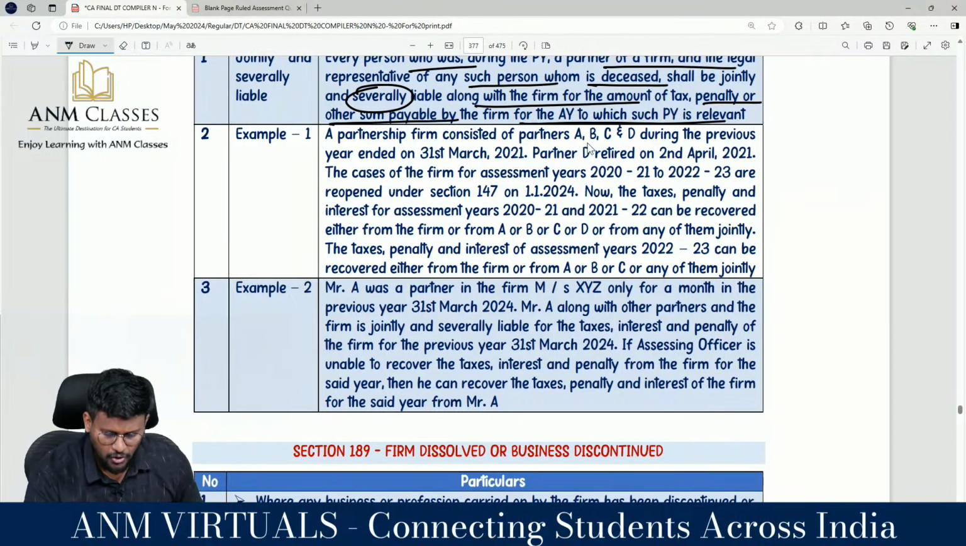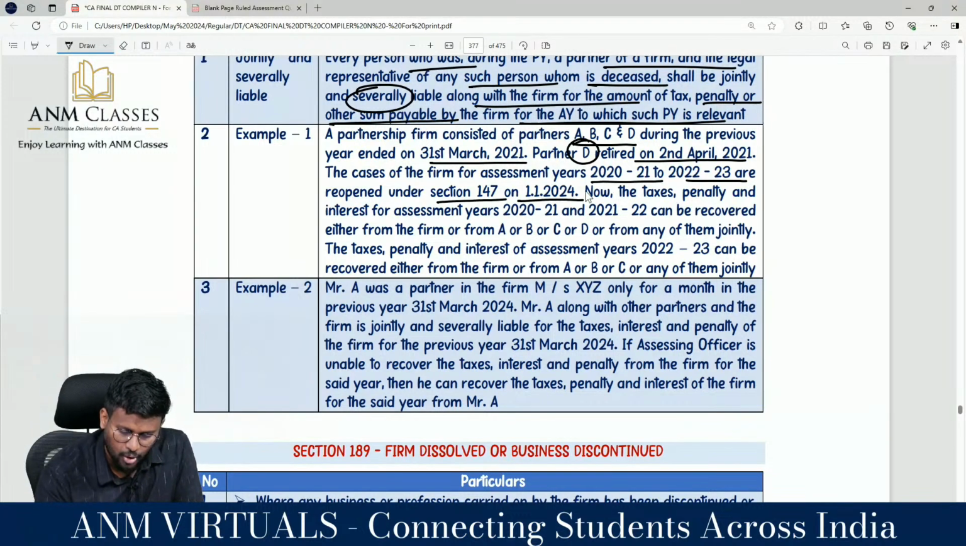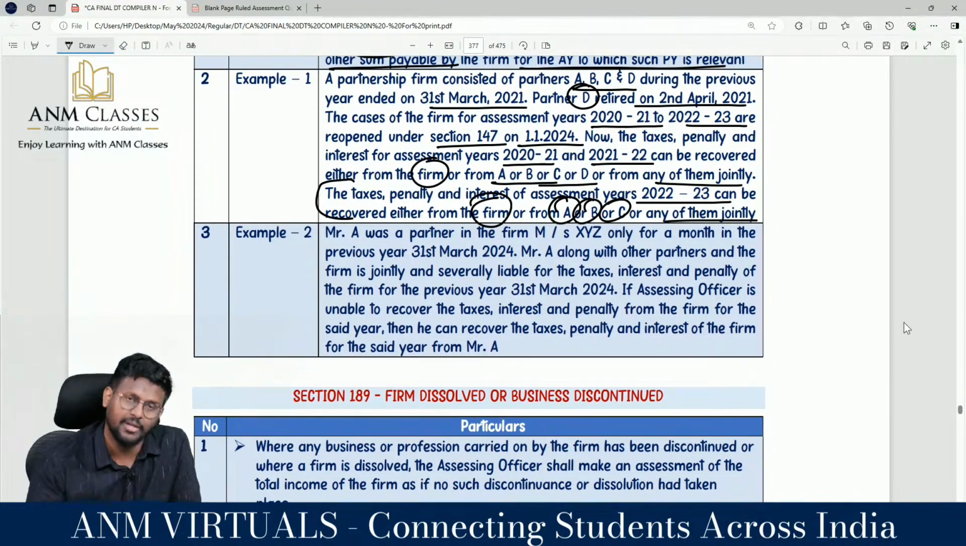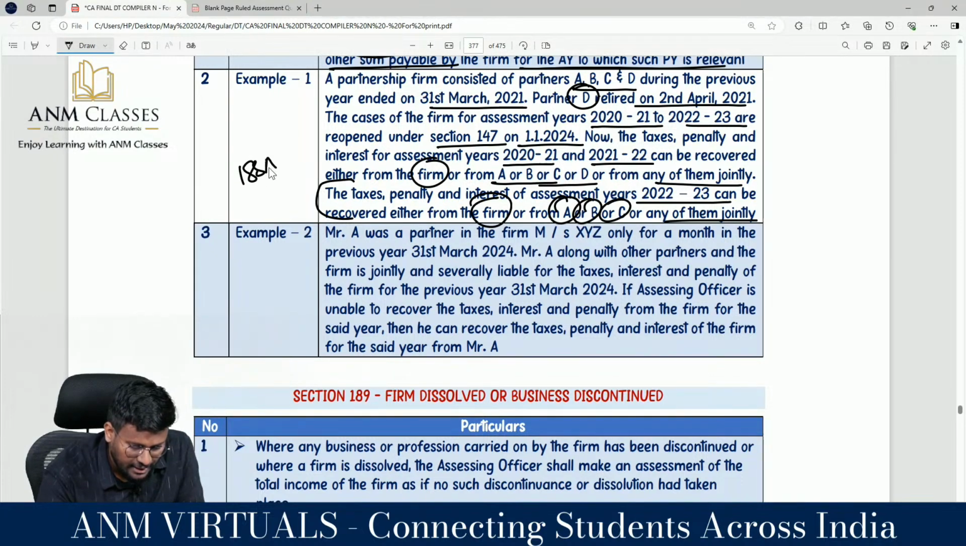A partnership firm consists of partners A, B, C, D. During the previous year ended on 31st March, partner D retired on 2nd April. That is after the financial year, before assessment. The cases of the firm for assessment years 2021 to 2023 are reopened under 147 on 1/1/2024. Now the taxes, penalty and interest for assessment year 2021-22 can be recovered either from the firm if possible or from A, B, C or D or from any of them jointly. Thus taxes, penalty and interest of assessment year 22-23 can be recovered either from the firm or from A, B or C or any of them jointly. This is what 188A is saying.